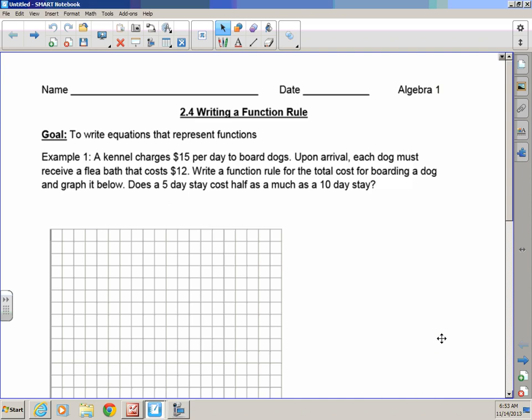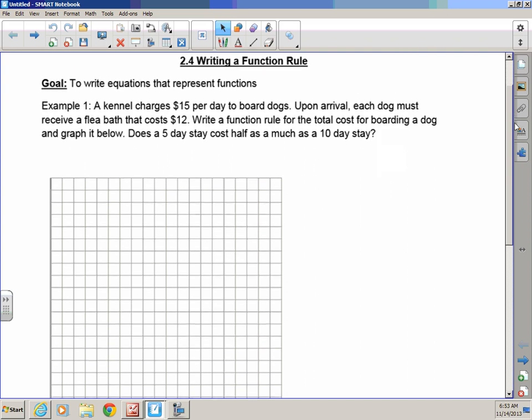The purpose of today's lesson is to write a function rule when given a particular factual situation. We've done some of this already, but we want to contrast a couple of different types of equations that you can write based upon the situation. Okay, so let's take a look.